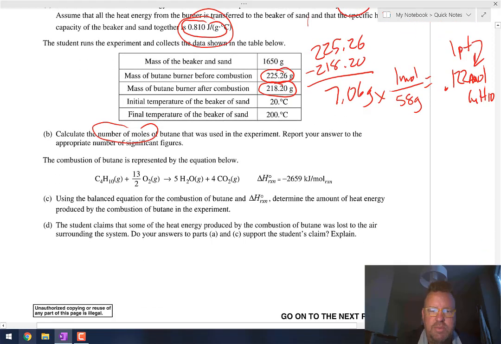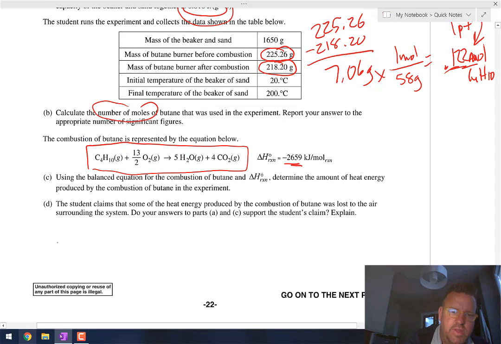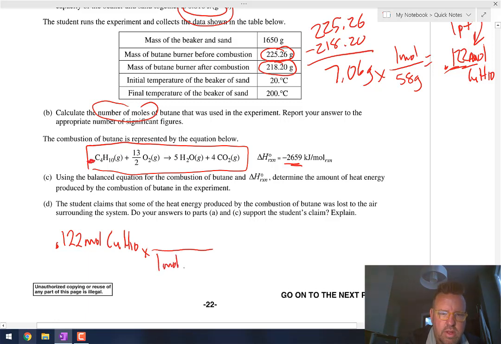Okay, part C, using the balanced equation, determine the amount of energy produced by the combustion of butane in the experiment. So we know that 2,659 kilojoules get released for every 1 mole, so every one time that whole reaction happens. Okay, well, we didn't use that much. We used 0.122 moles of C4H10. So we're going to start with 0.122 moles of C4H10. And then we're going to use the balanced equation to say that 1 mole of C4H10 reacts every one time that whole reaction happens, which is 1 mole of the reaction.